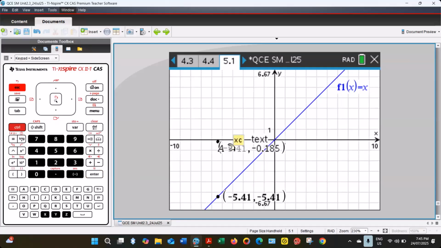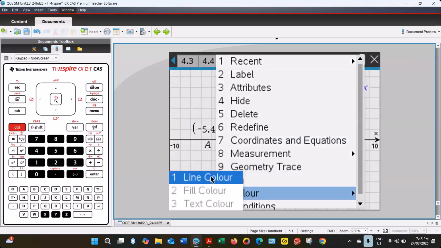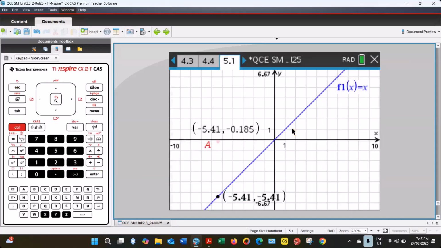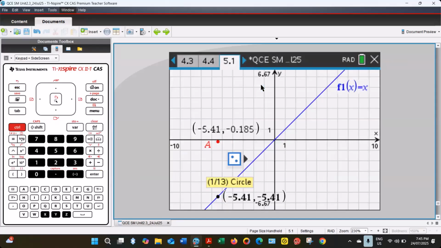I'll just give that a different color so that it stands out. So control menu, color, might make that red. I'll also change the attribute so that it looks a little bit different. So I might choose that type of point.